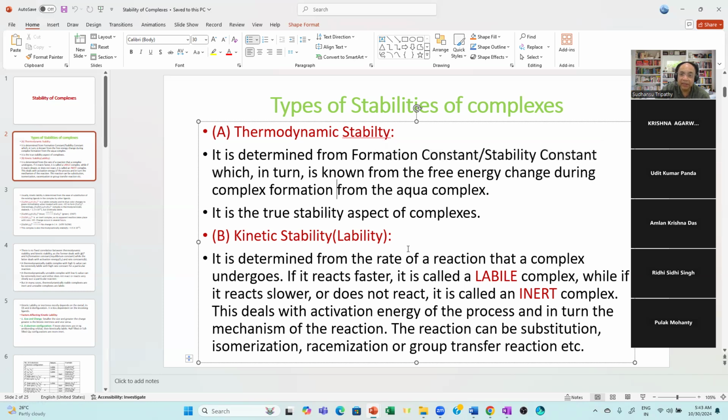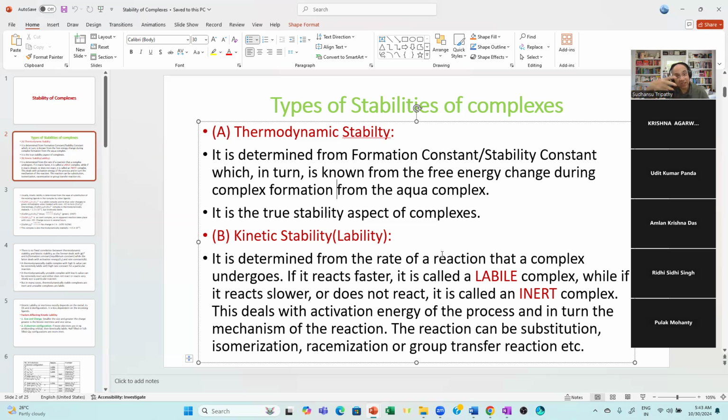But there is another stability called lability that pertains to the kinetics, how fast a reaction of that complex will occur, particularly with respect to substitution reaction. How fast another ligand can substitute the present ligand, that is generally taken as the study of kinetics. So the two do not always go hand in hand. There is no fixed correlation.